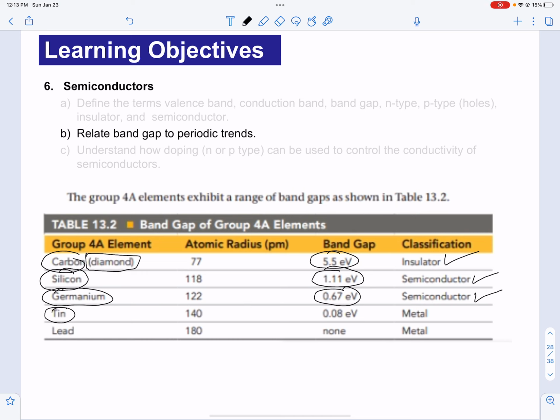Tin, the band gap is really small. So that's a conductor, and a conductor is a metal. And lead, there's no band gap at all. So that's definitely a metal, which are conductors by definition, because metals conduct electricity, right? Would you expect copper to be an insulator, semiconductor, or conductor? And your answer had to be, it's a conductor. That's the wire we use for electricity, copper.